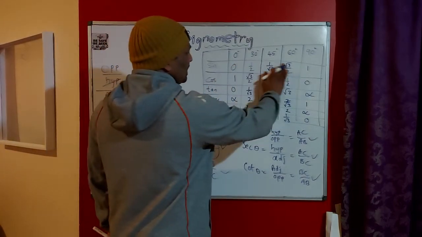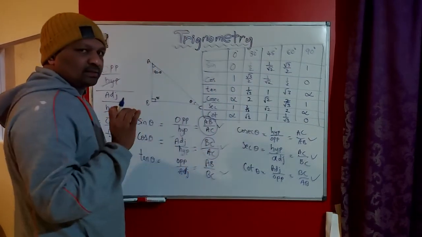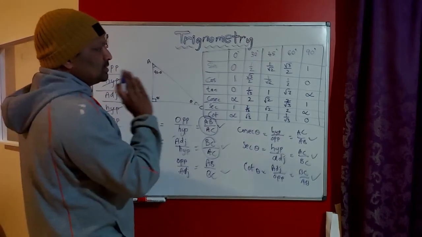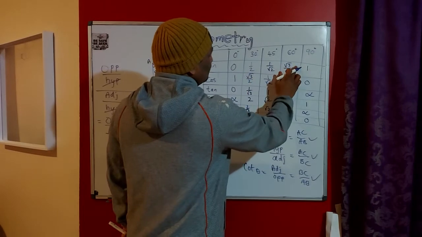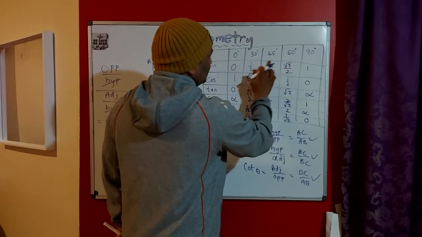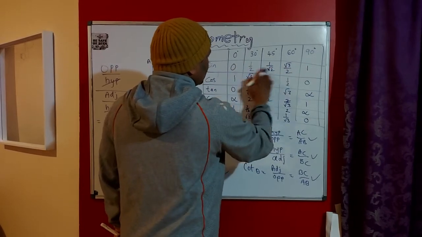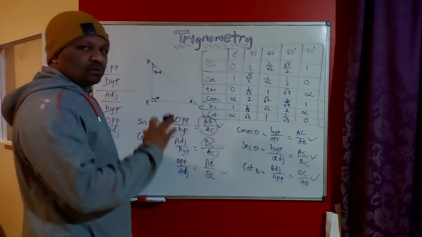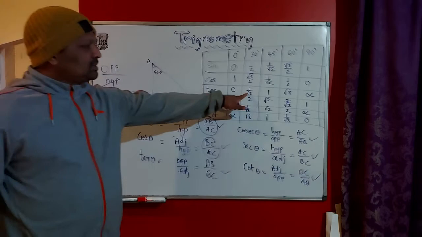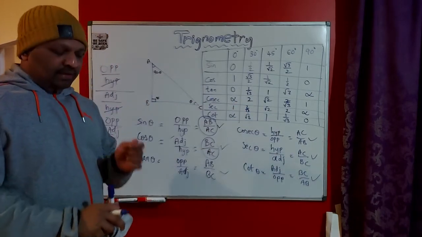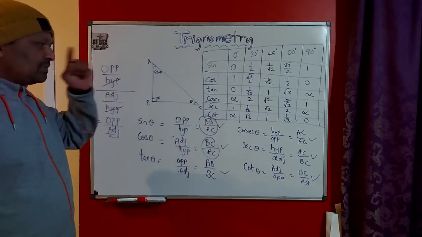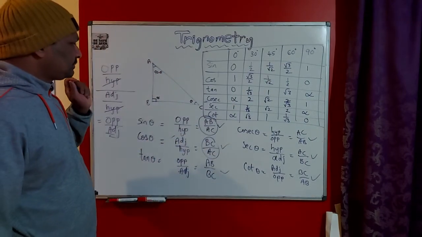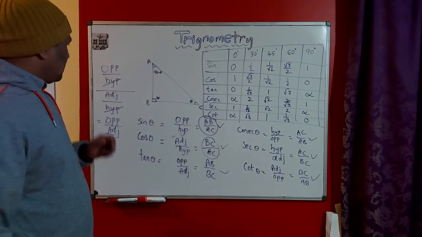Similarly, when you are filling this table for standard trigonometric angles, it's important you know these values, the sine ratios and cos ratios. Once you know those two ratios, it's very easy to fill the remaining trigonometric ratios for the standard angles. Okay? All right.